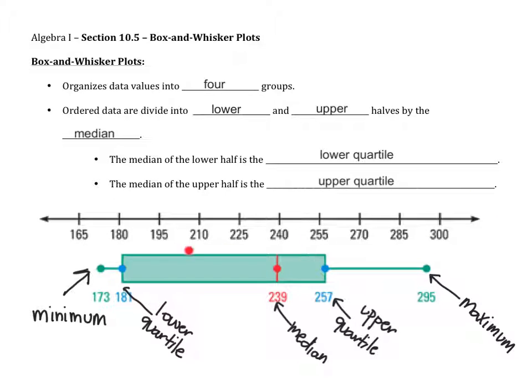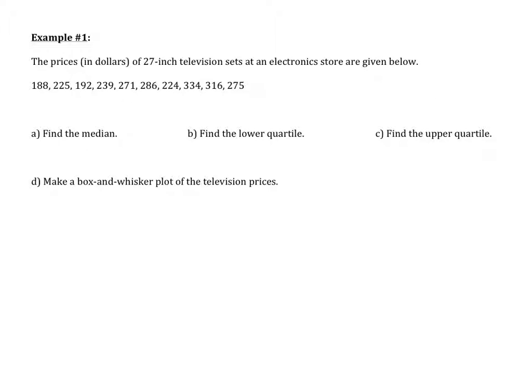Notice also that the box and whisker plot is plotted on a number line. So always have the number line set up first and then start drawing in your box and whisker plot. So let's look at an example of making a box and whisker plot. So here's example number 1.